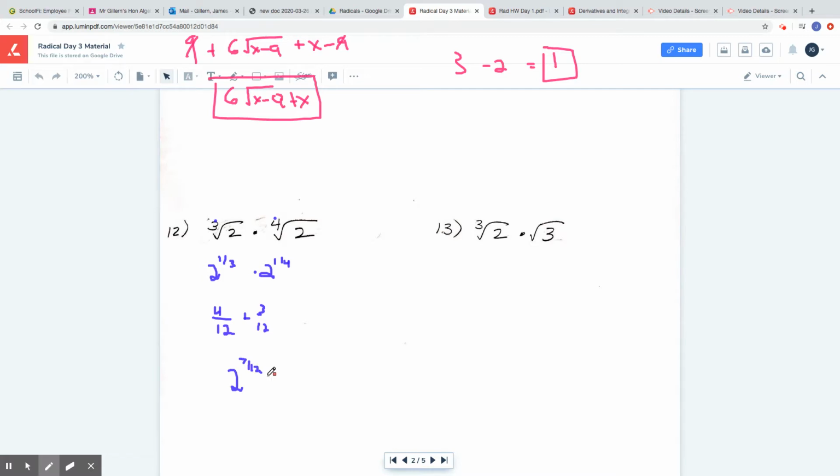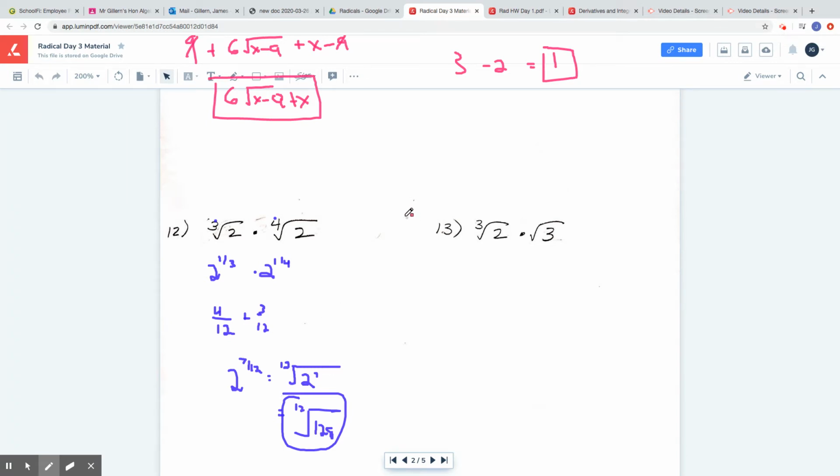And the answer needs to be rewritten in radical form. So we're going to go back to radical form. Remember, the bottom number is your root. So it's the 12th root of 2 to the 7th. And you can actually make that 2 to the 7th. Let's see. 2 to the 6th is 64. So 2 to the 7th is 128. So it is the 12th root of 128, or the 12th root of 2 to the 7th power.